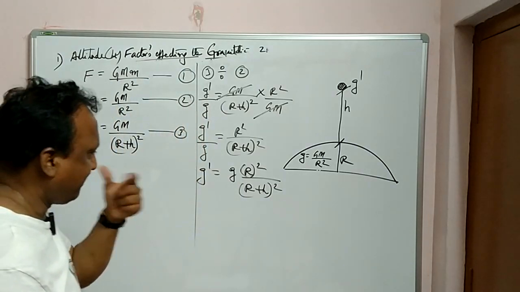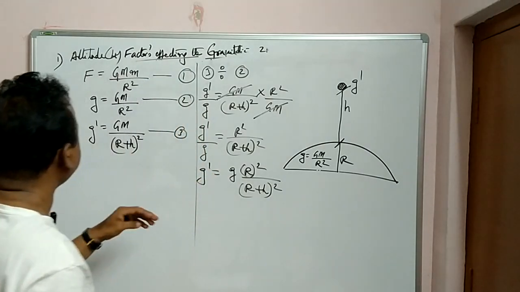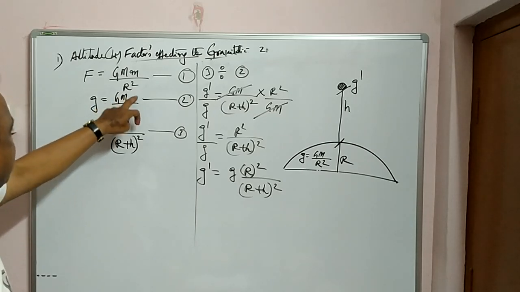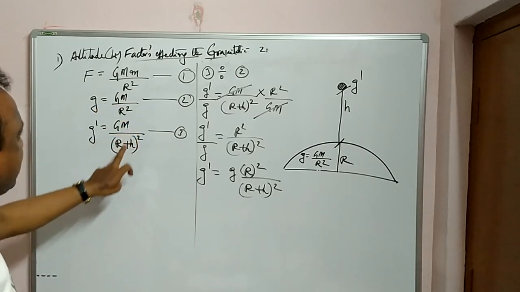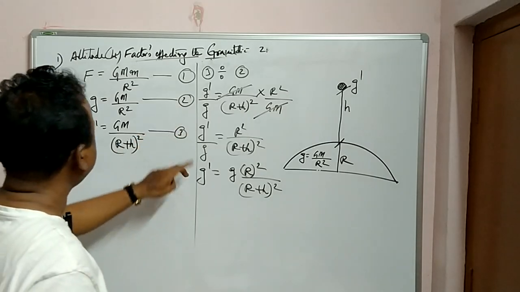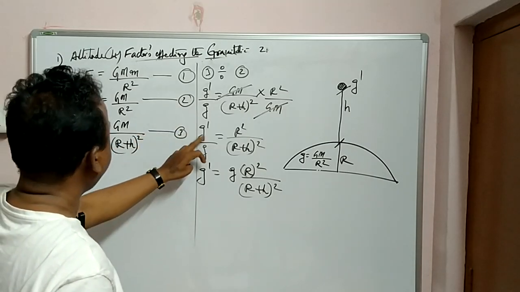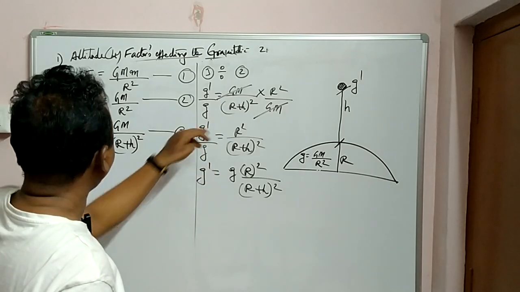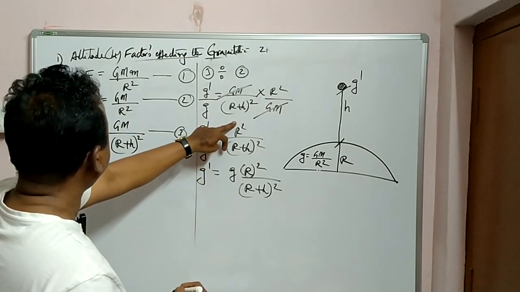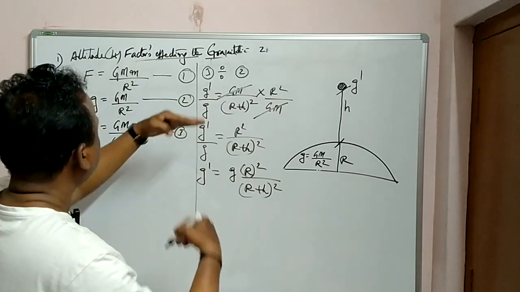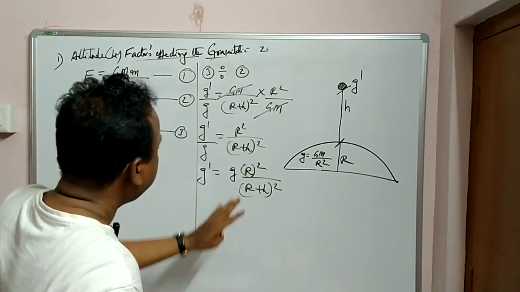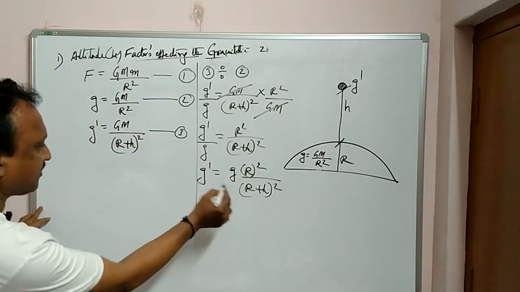Or otherwise you can also write this entire formula in this fashion. See here, what have we got? g is equal to GM by R square, g dash is equal to GM by R plus h whole square. So what I have done here is I have divided this with this. So g dash by g is equal to GM by R plus h whole square by that thing. That means this. So on top, R square cancels and finally we are left with R square. We can also write this in another way, look at this equation once.